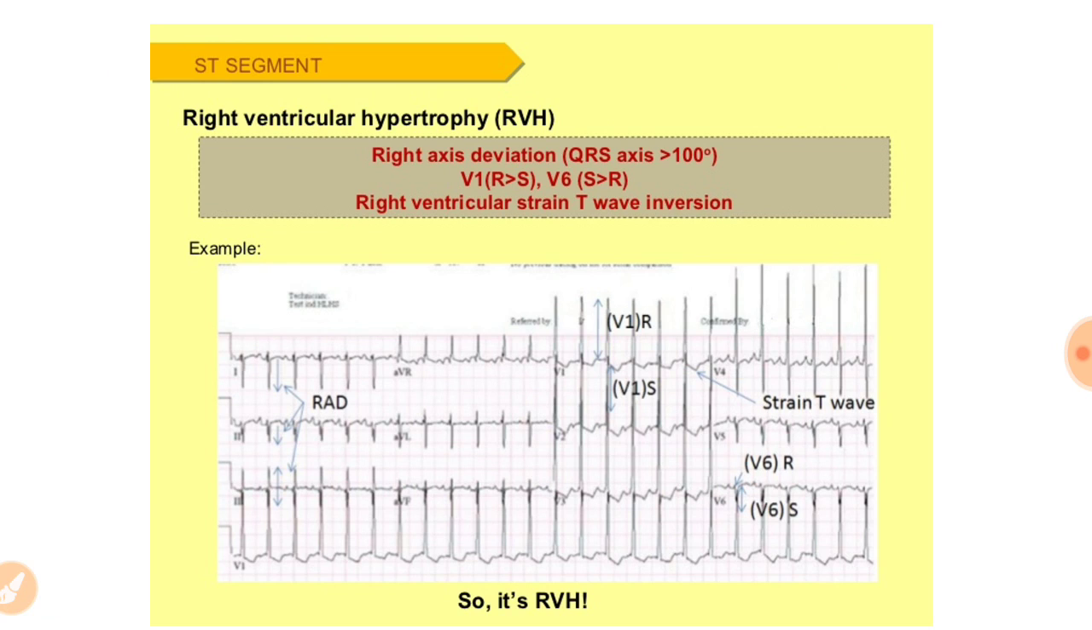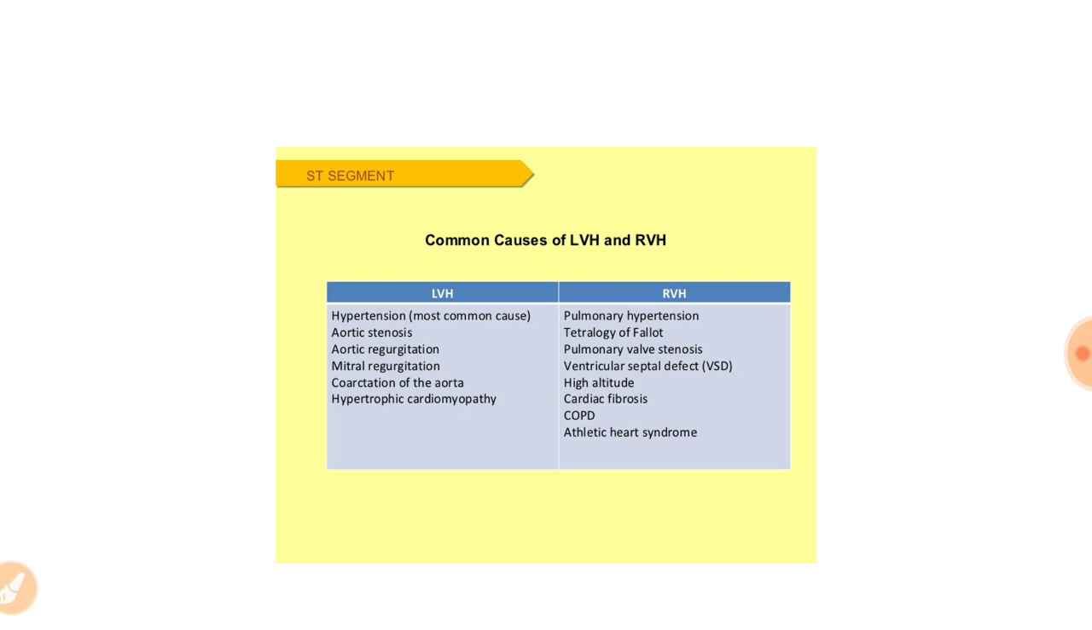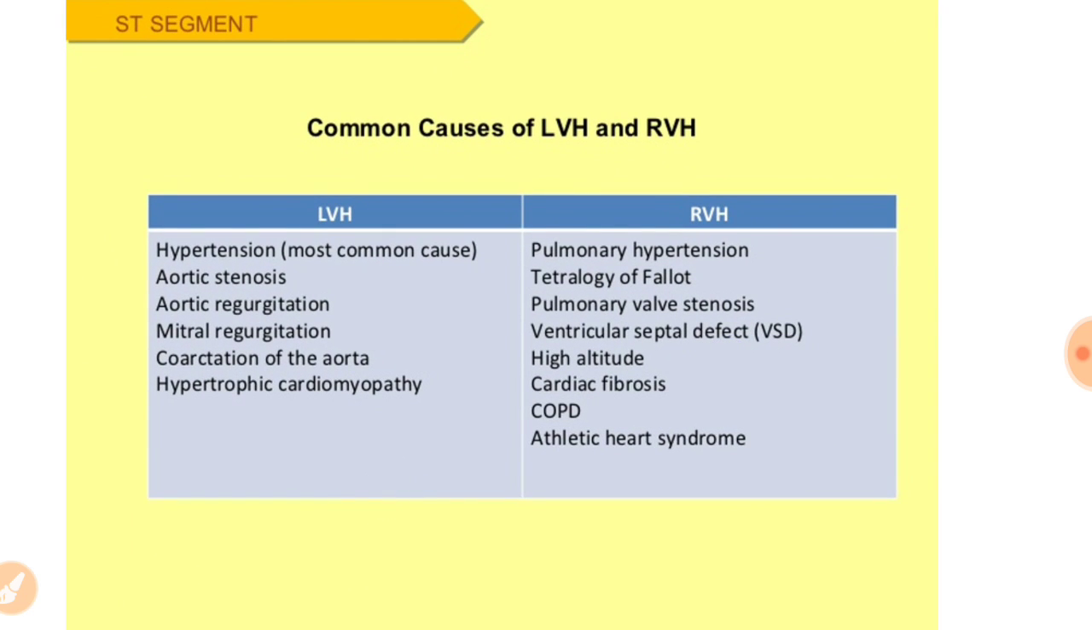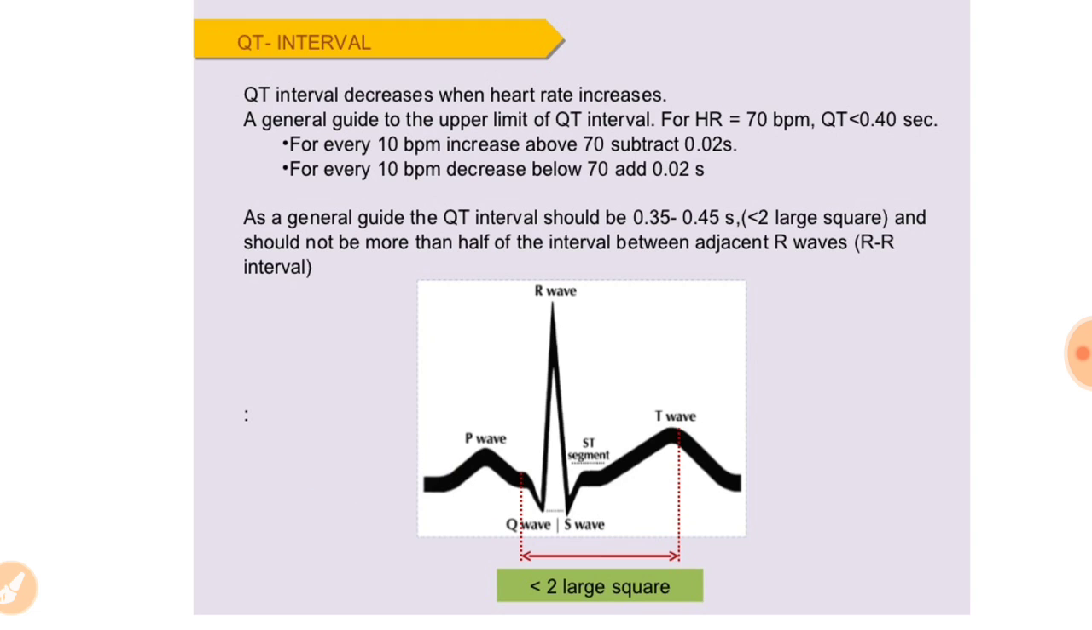And in RVH, there will be right axis deviation. In V1 R will be greater than S, and in V6 S will be greater than R, and there may be a T wave inversion. These are some common causes. I'll post in the community section.